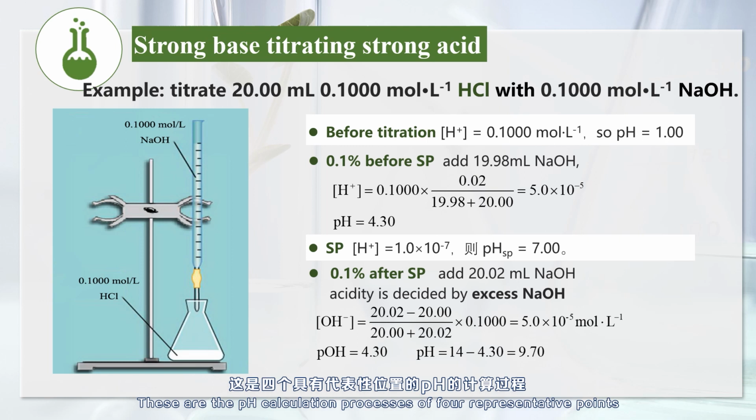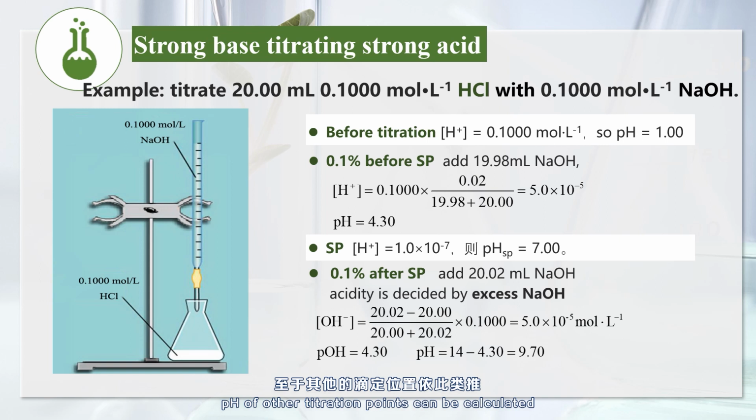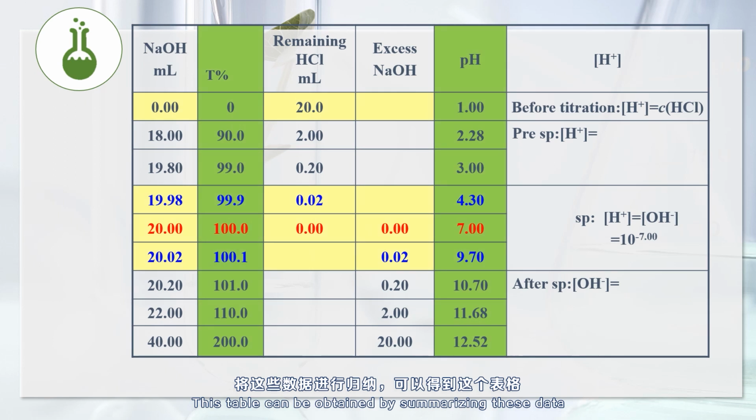These are the pH calculation processes of the 4 representative points. The pH of other titration points can be calculated following the same strategy. This table can be obtained by summarizing this data. T% here is the titration percentage.